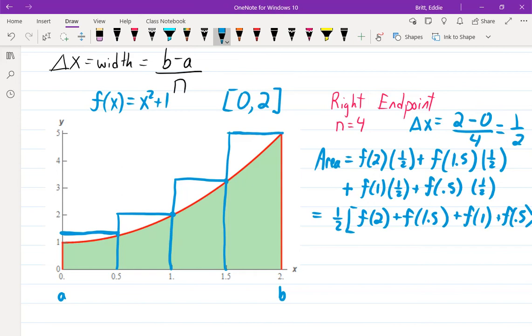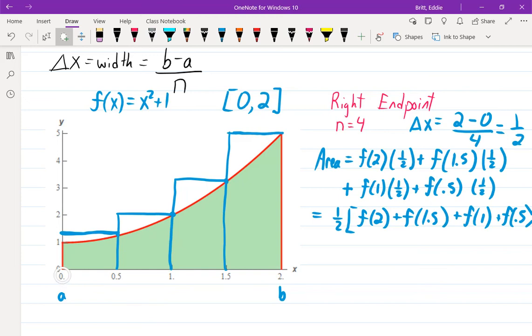All right. Another thing that I want to mention that's very important, I know you may be doing calculations, but listen to this. If I start on the right side, notice that I used f of 2, f of 1.5, f of 1, and f of 0.5. I did not use f of 0.